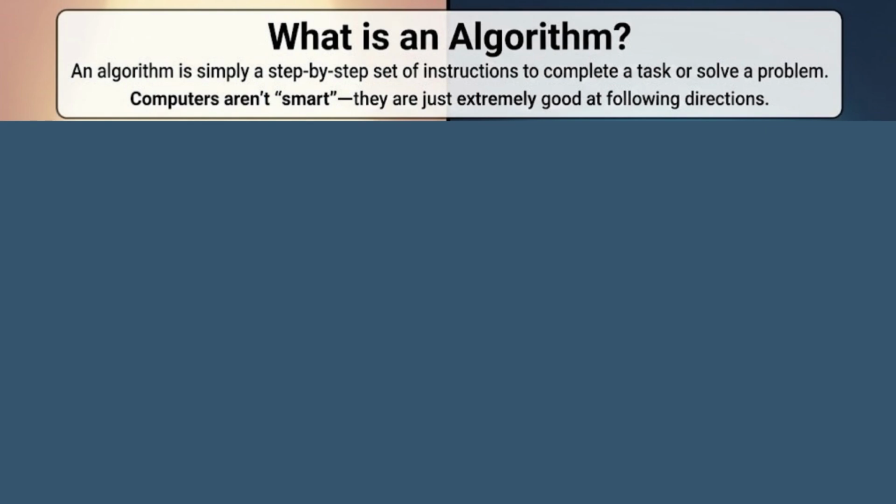So what is an algorithm? Simply put, an algorithm is a step-by-step set of instructions to complete a task or solve a problem. You have to realize that computers aren't smart, they're just extremely good at following directions.